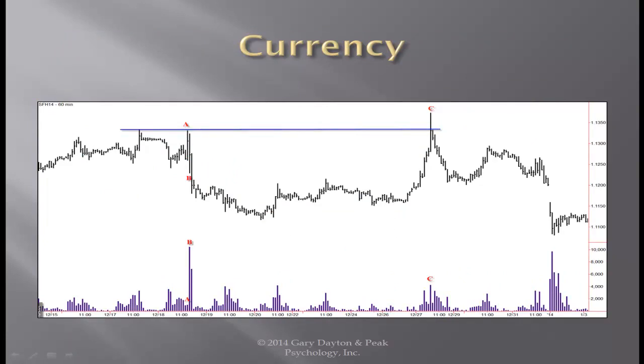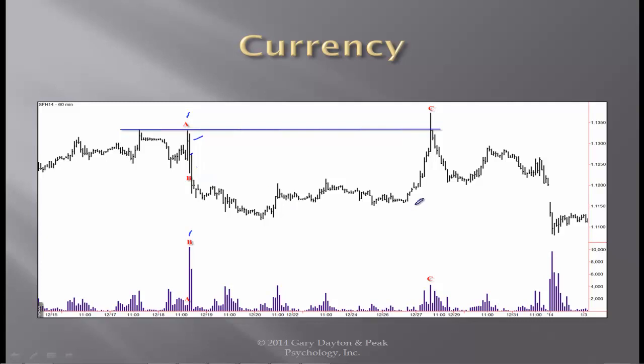Here's just another currency chart. Here's the Swiss franc. Look at A and B here. We try to rally up at A, and then we get swamped, and this is B's volume here, and B closes down in here and continues to go lower.